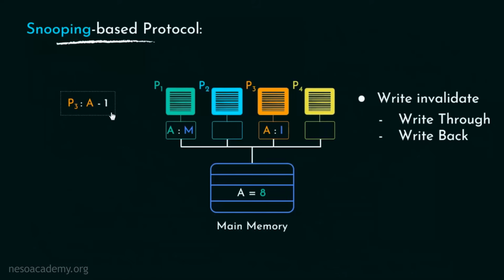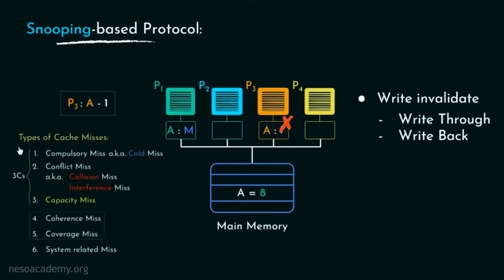Now if you observe closely, P3 does have a in its own cache, but it's in invalid state. So P3 can't really use the value that it has inside its cache. And this situation will be considered as another miss. Now if you remember, when we came across various types of cache misses, we learned the term coherence miss. And we were supposed to learn about this during the discussion of cache coherence. Guess what? This is the session where we have just seen that. That means this particular miss is nothing but the coherence miss.